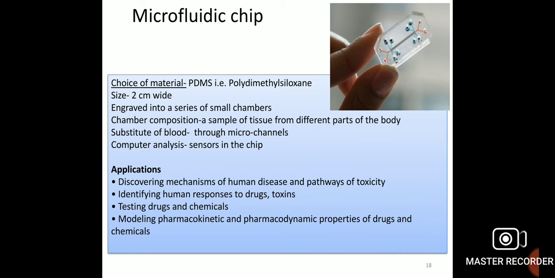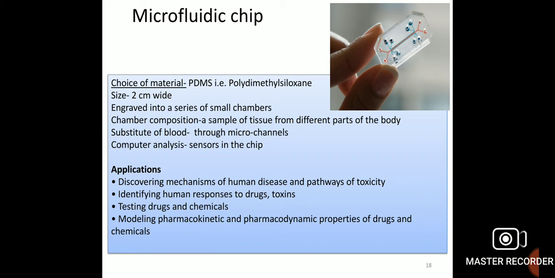The next available alternative to animal testing is the microfluidic chip. The material used for the design of this chip is PDMS, that is polydimethylsiloxane. The size of these chips is about 2 centimeters wide, so that is why it's called a microfluidic chip. That is not the exact reason actually, because here we place very small amounts of small organs on the chips, and these are connected like in the human body.